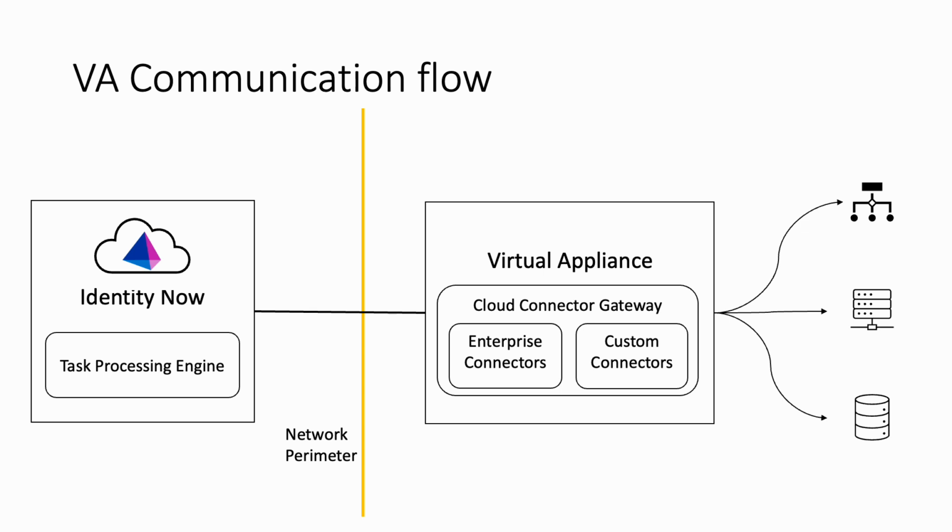Each VA includes enterprise connectors developed by SailPoint, which are tailored for identity governance and administration. These connectors simplify the process of integrating with your network. When the VA is installed in your environment, its network connectivity is confirmed to link to various sources. SailPoint's connector handles the connection from there. After the task is completed, the status and the results are sent back to the IdentityNow tenant via the task processing engine.